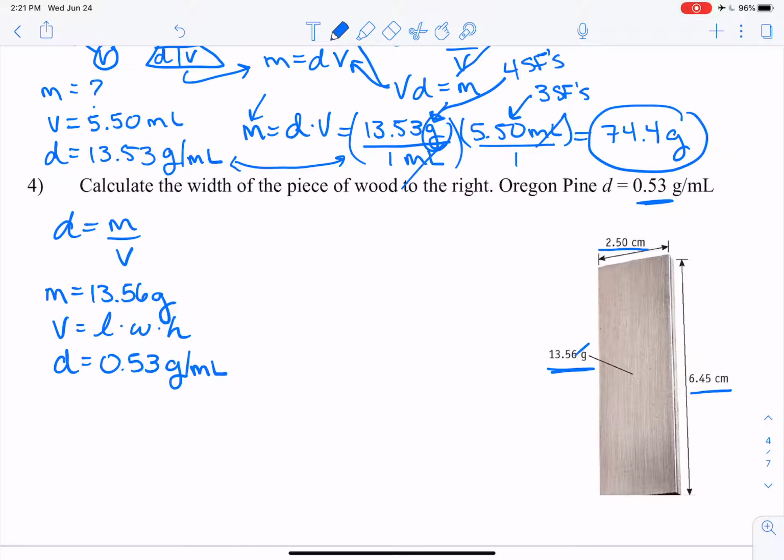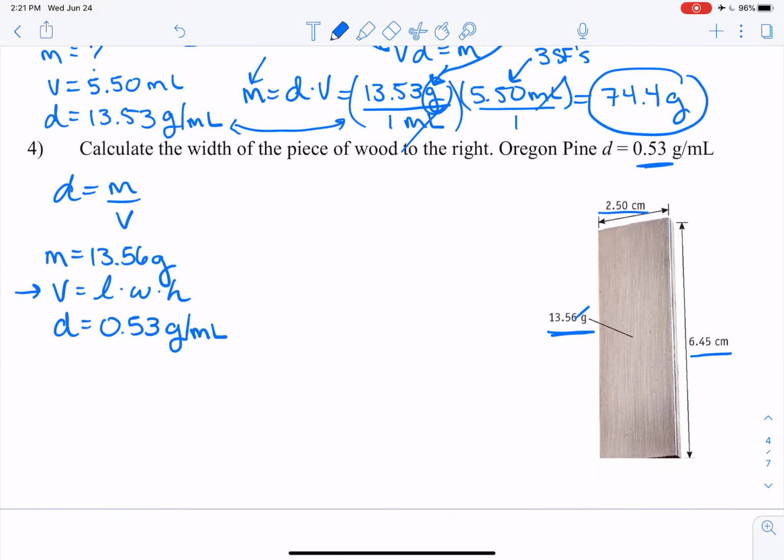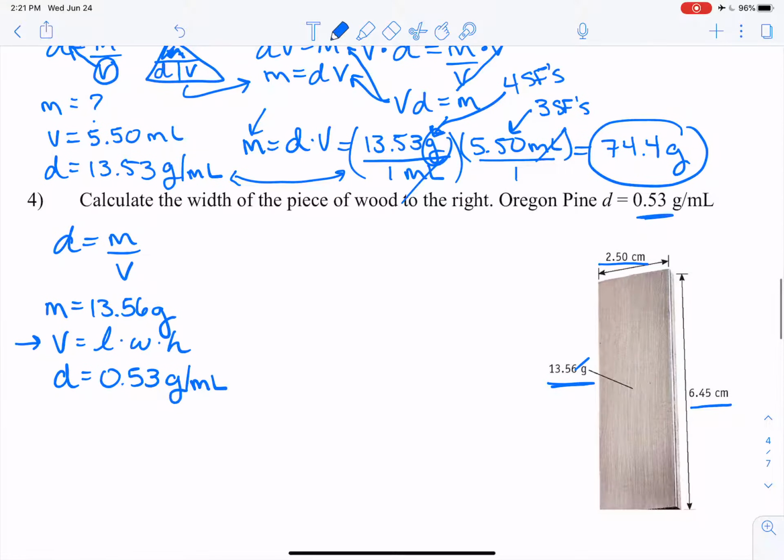So we're solving for volume here so we can get to the width. So by the magic of algebra, we can move the volume up here. That's going diagonal across the equal sign. And we can move the density down there, and we get volume equals mass divided by density. And you can write a 1 in the denominator under volume if you need to.